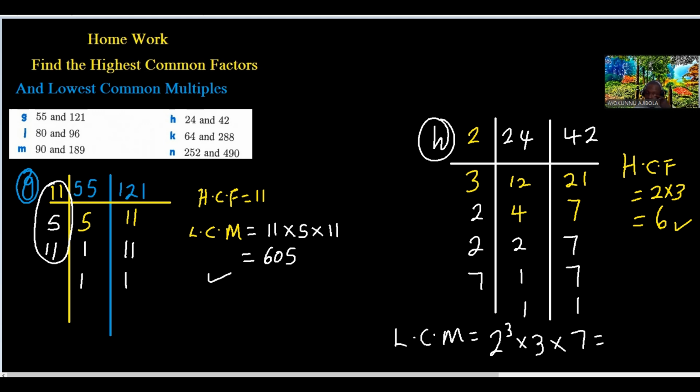Now, 2 raised to 3 means 2 times 2 times 2, and that is 8. And 8 times 3 gives us 24, while 24 times 7 gives us 168. So the LCM of these two numbers is 168. Let us look at the remaining ones. Let me take it to the other side.